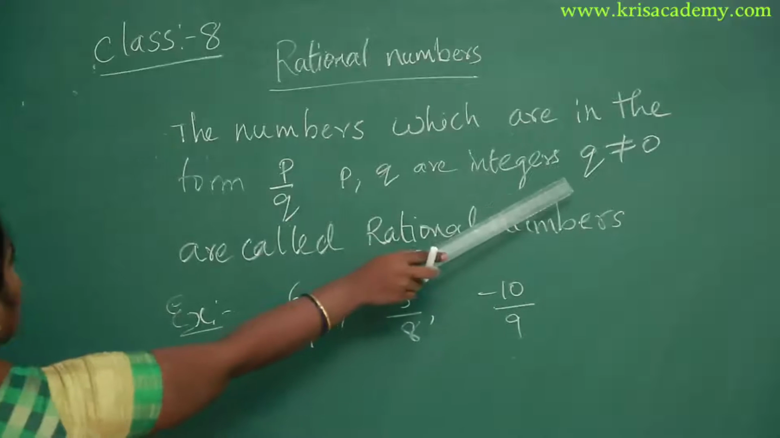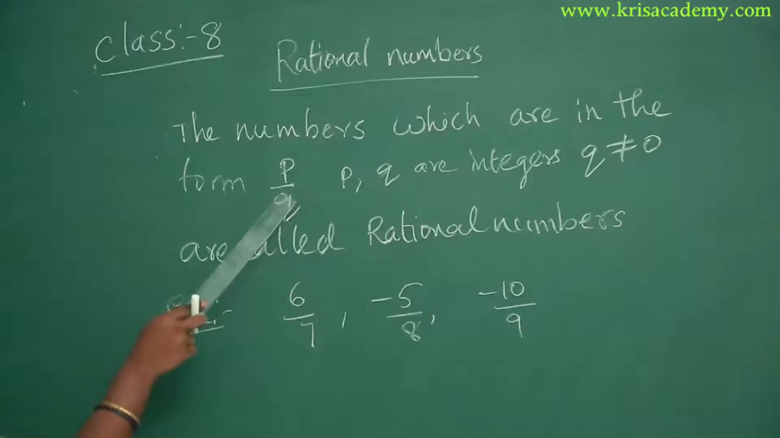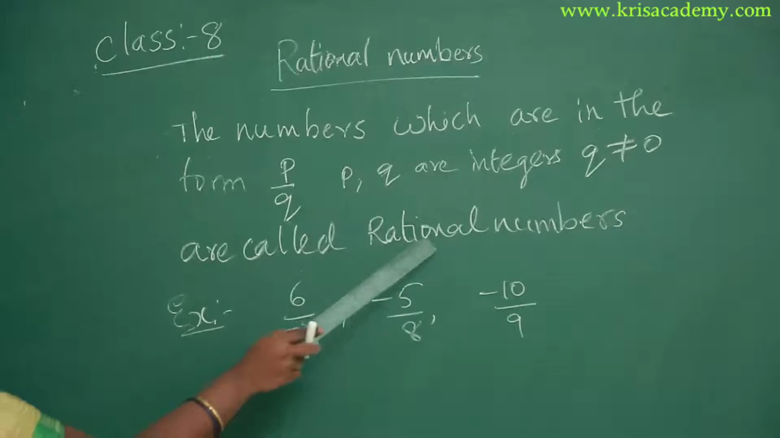And one more condition is there, q not equal to 0. That means the denominator should not be 0. These numbers are called rational numbers.